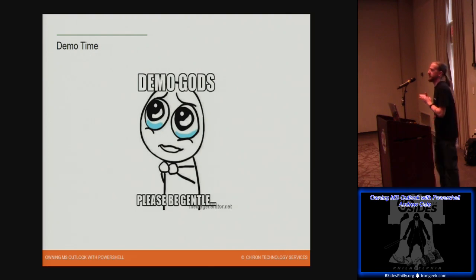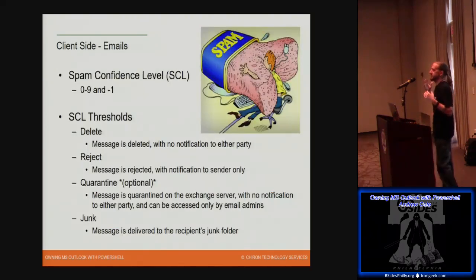All right, so let's move on to the gloriousness of client side. Now, anyone familiar with spam confidence levels, SCLs? So anytime an email gets sent, Exchange looks at it and says, okay, what is the likelihood that this is going to be spam? If it's sent from internal to the network, it's considered a trusted email and it gets a spam confidence level of -1. Anything -1 is going to get delivered to the inbox, period, no matter what.